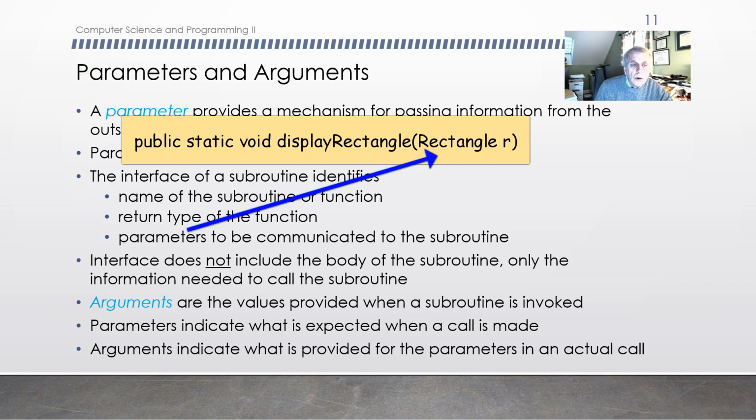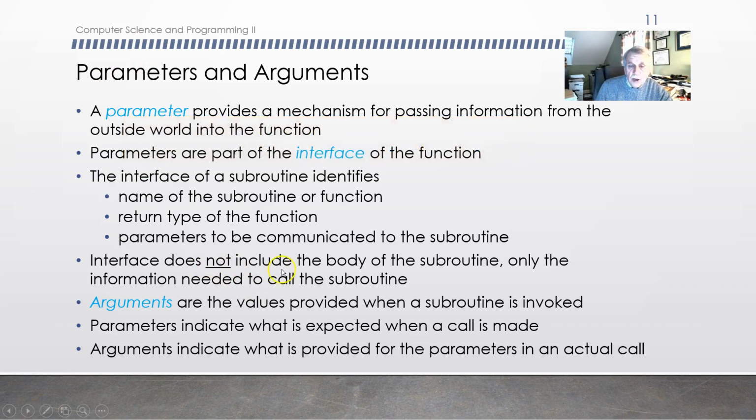The parameters are also mentioned here. The parameters indicate what will be communicated to the subroutine. What is the subroutine going to be given as input, and what will it operate on? So the interface does not specify details of the body of the subroutine. It doesn't say how things are going to be done or what instructions will actually be executed. It only describes the information that needs to be communicated to the subroutine or the function so that the function can operate on the arguments that have been passed to it.